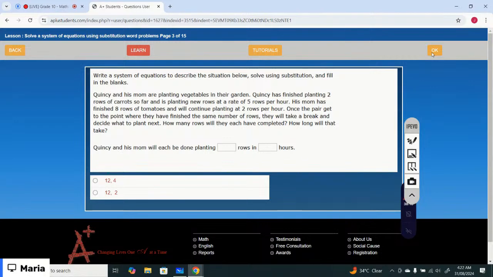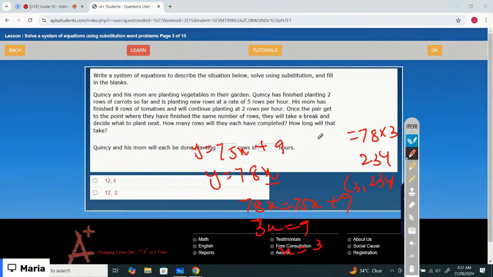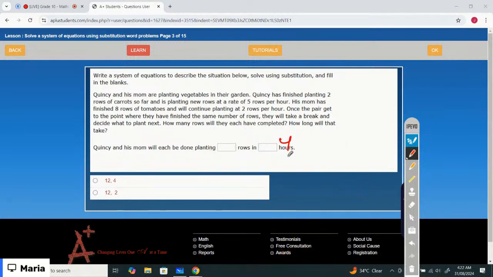So first you need to write down the equations, then you have to solve, right? I will write down the equations for you. You have to solve on your own, right? So the equations are: Quincy has planted 2 rows of carrots so far and is planting 5 rows per hour, right? So that is y equals 5x plus 2, and then his mom has finished 8 rows of tomatoes and will continue planting 2. Then y equals 2x plus 8, right?